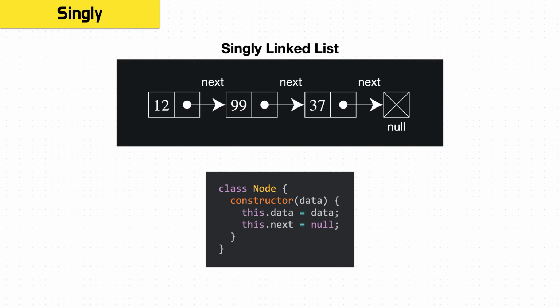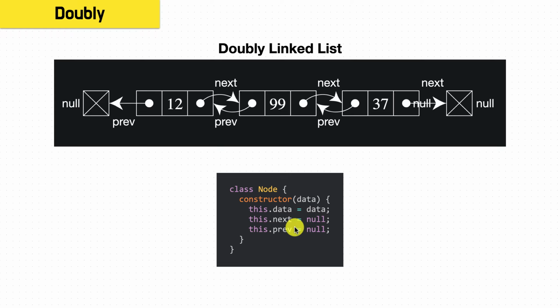So if we looked at a singly linked list in code, it just has this data property, or the value stored in the node, and then the next pointer, which points to the next item in the list. With the doubly linked list, it has the data property and the next pointer, but then it also has this previous pointer, which is the reference to the previous item.